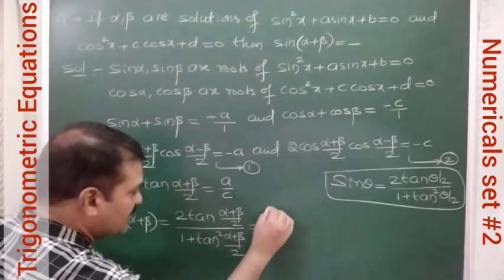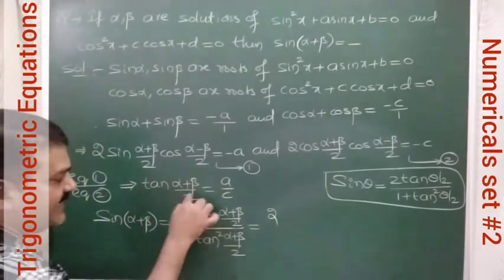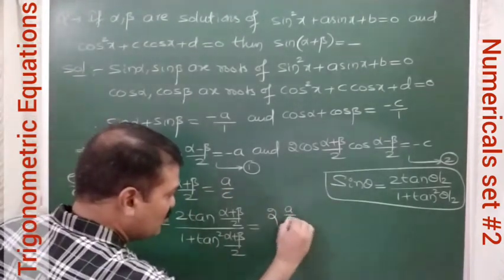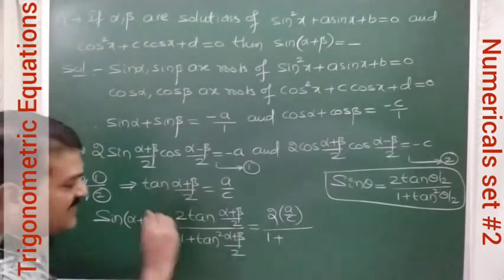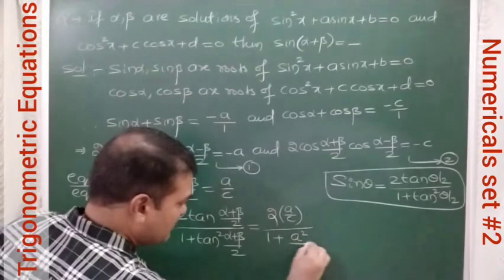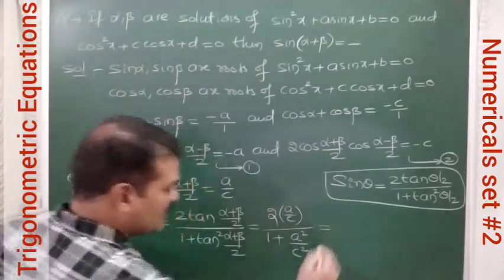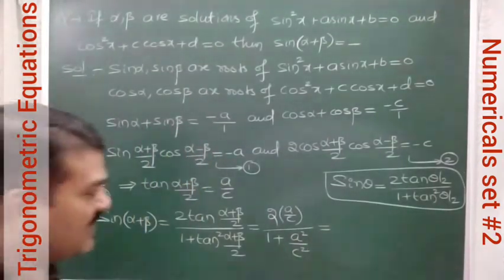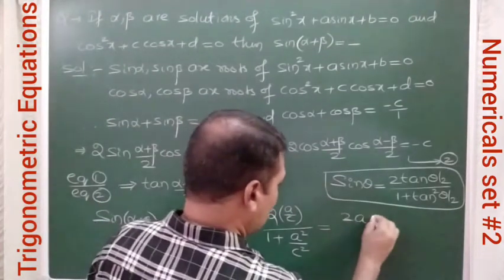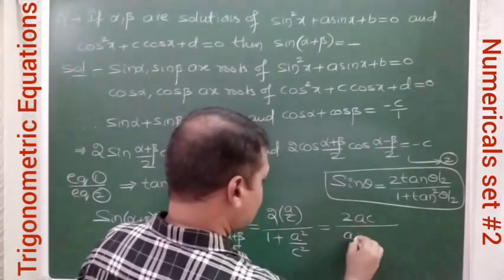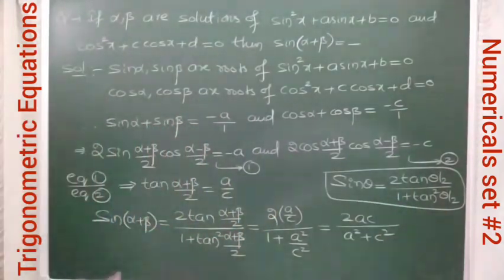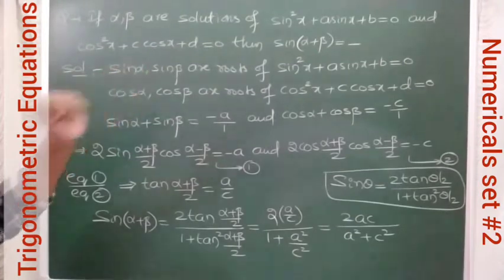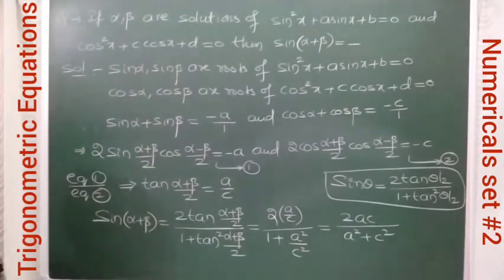Now substitute tan of (alpha plus beta) by 2 as A by C. So 2 into A by C by 1 plus (A by C) square, that means A square by C square. Now when you take the LCM and simplify, we will get 2ac by a square plus c square. So this is the value of sine of (alpha plus beta) which is required. Okay, so let us move to the next problem.